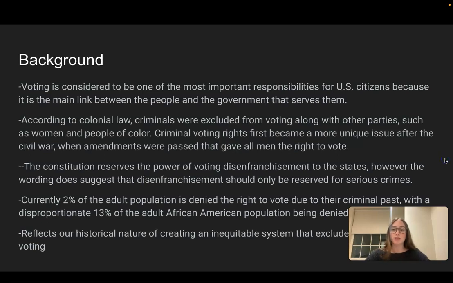So, for some background, voting is considered to be one of the most important U.S. citizen civic duties because it is the main link between the people and the government that serves them. According to colonial law, criminals were excluded from voting along with other parties, such as women and people of color. Criminal voting rights first became a more pressing issue after the Civil War during the Reconstruction period, when amendments were passed that gave all men the right to vote.